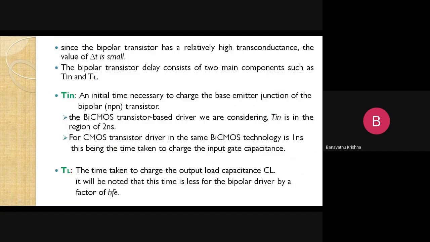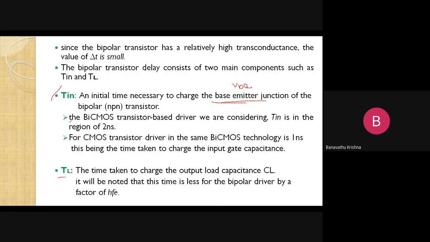Here we are observing two parameters, that is TIN and TL, right? TIN is nothing but an initial time. It is the initial time necessary to charge the base emitter junction of the bipolar NPN transistor. So a very small amount of voltage VBE is applied to the base emitter junction, and it will swing a very large amount of current, right?